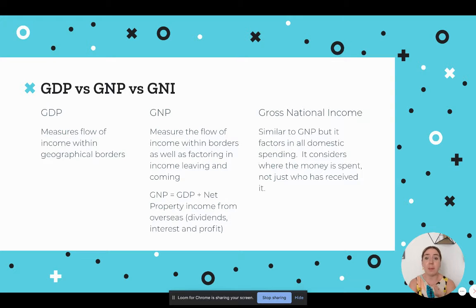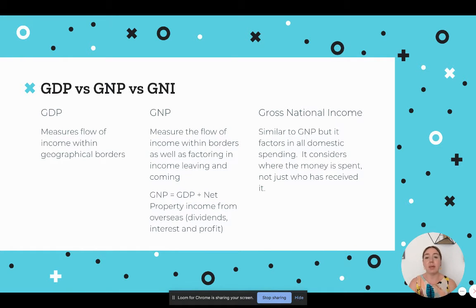And I spent the better part of an hour looking for a decent way to explain this again, because they're really, really similar. But the key difference is that gross national income can distinguish between when people are earning an income and sending it overseas, and when they're earning an income and spending it locally. It's considering not just who's receiving the funds, but also where it's being spent.